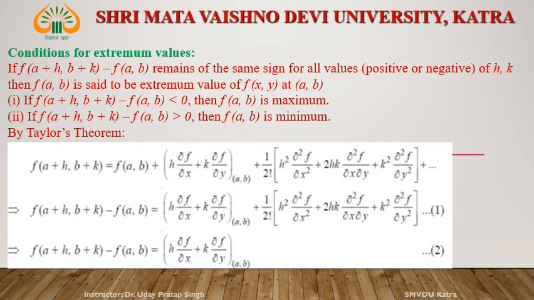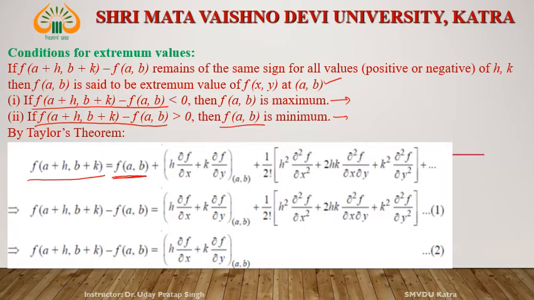See, if f(a+h, b+k) minus f(a,b) is less than 0, then this point is maxima. If f(a+h, b+k) minus f(a,b) is greater than 0, then this point is minima. Now, what is f(a+h, b+k)? That is f(a,b) plus h ∂f/∂x plus k ∂f/∂y at (a,b), plus 1/2 factorial of h² ∂²f/∂x² plus 2hk ∂²f/∂x∂y plus k² ∂²f/∂y².